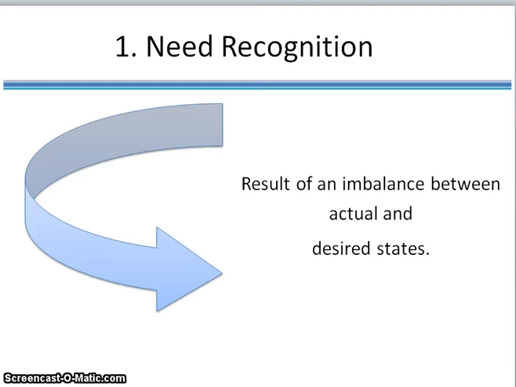So let's start with step 1. Step 1 is need recognition. This is where the consumer recognizes that there is an imbalance between my actual and my desired state, which means where I am and where I want to be. And it's this recognition of an imbalance that creates a need for a product or a service. So for example, my laundry detergent has finished, I need to do more laundry, and therefore I need a new gallon of laundry detergent. That imbalance between where I am, which is I don't have laundry detergent, and where I want to be, which is I want to be able to finish my laundry, is what creates a need to purchase a laundry detergent gallon.